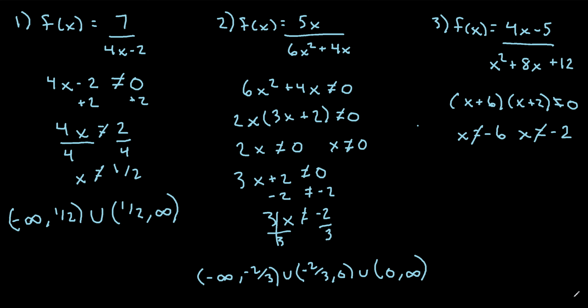So if we want to write that in interval notation, we could write negative infinity to negative 6 union with negative 6 to negative 2 union negative 2 to infinity. And that represents the domain of this particular function.